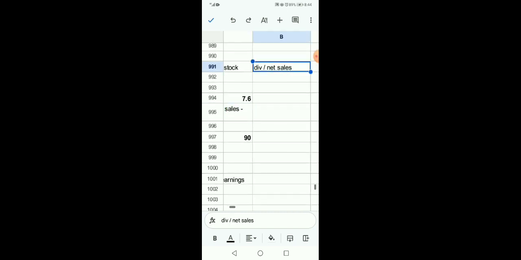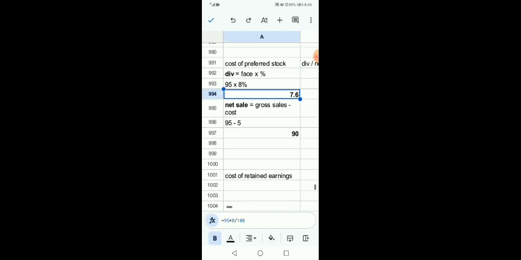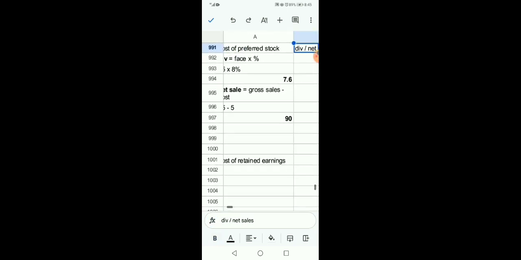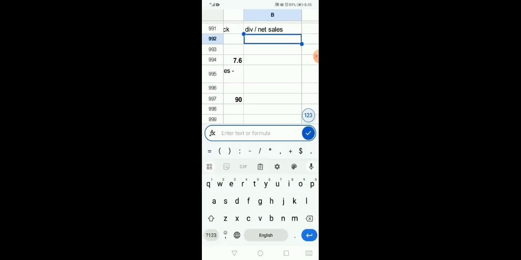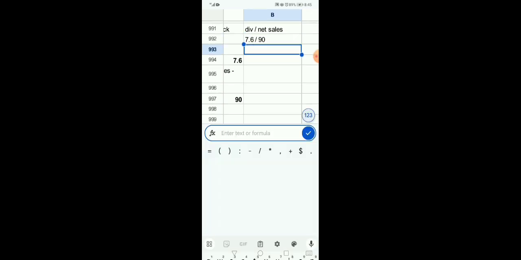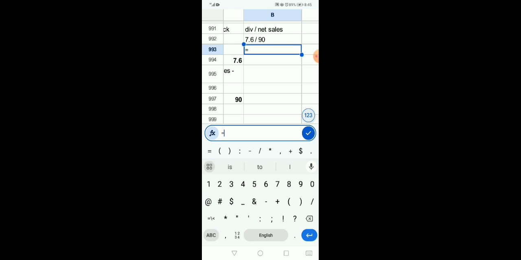You were in need of dividend. Dividend has been calculated as 7.6, and you need to divide it by net sales. Net sales has also been calculated. Put these amounts over here. Dividend is 7.6 and divide it with net sales, which is 90. This is the mathematical statement. Now calculate it on the calculator.